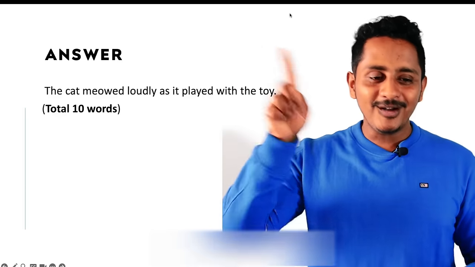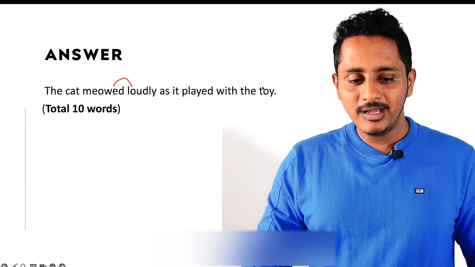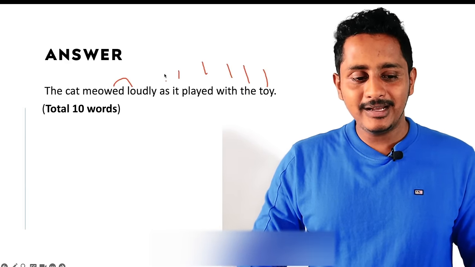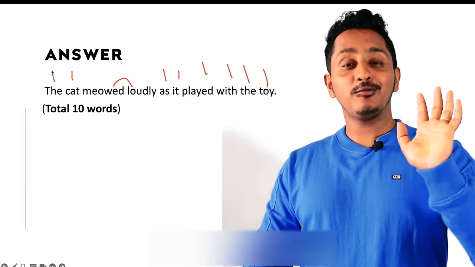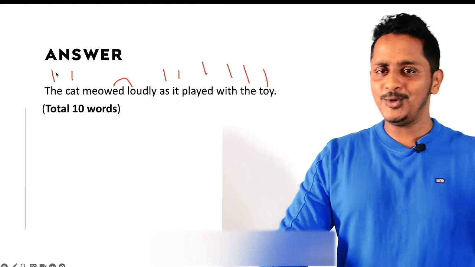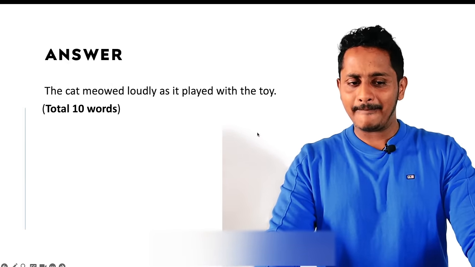You can write in different order. You can write meowed, loudly, toy, the, with, played, it, as, cat, the. Still, you will get full marks. Check my Write from Dictation video. You will have a better understanding.